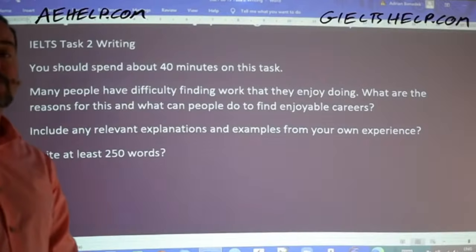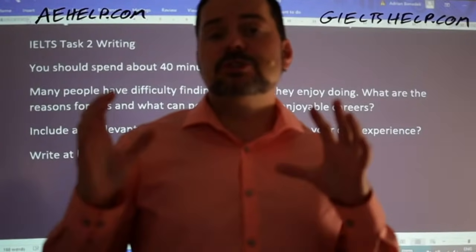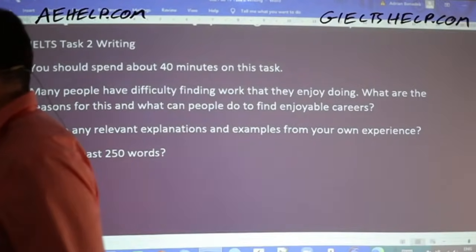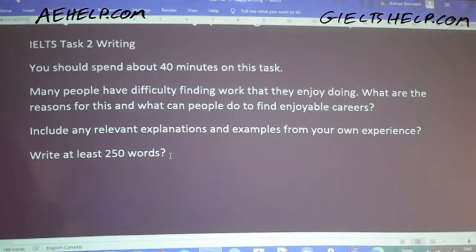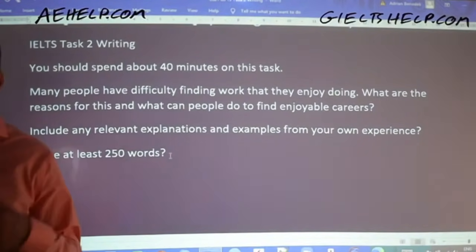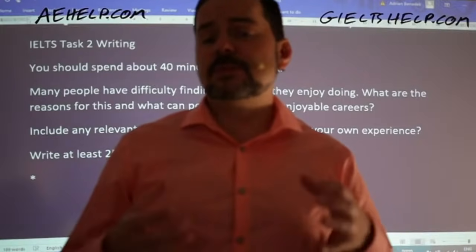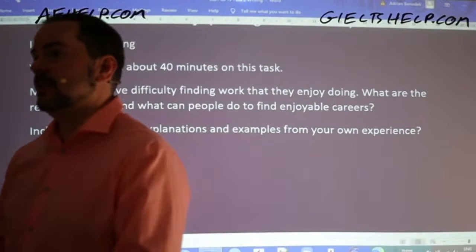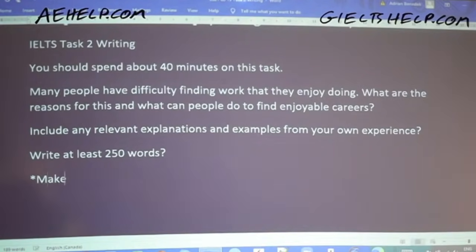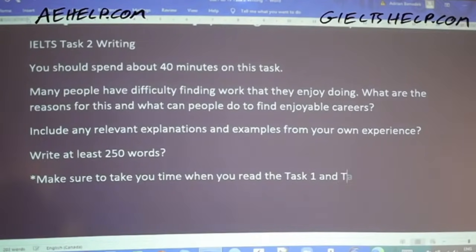The first step when you get to the writing section is just to remember to slow down your reading and focus. The reason I say that is because you're doing the reading section for an hour before the writing section, and people tend to get really quick with their reading, maybe a little bit too quick. But for these writing questions, you have to really, really concentrate. Okay, so make sure to take your time when you read the Task 1 and Task 2 questions. It's very important. Don't rush.